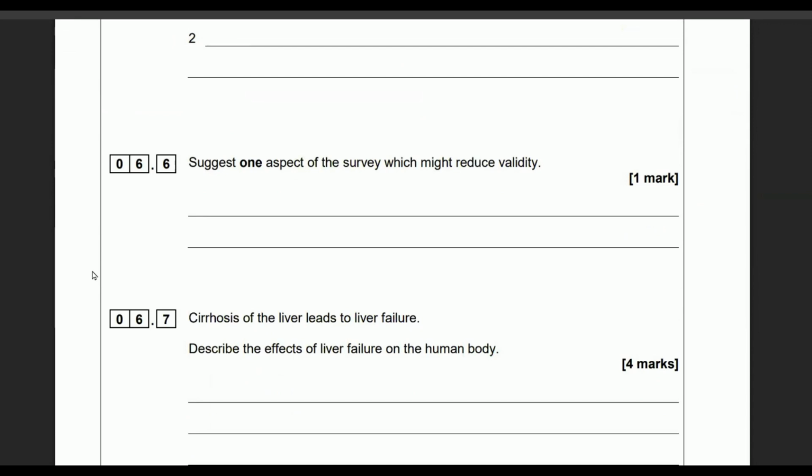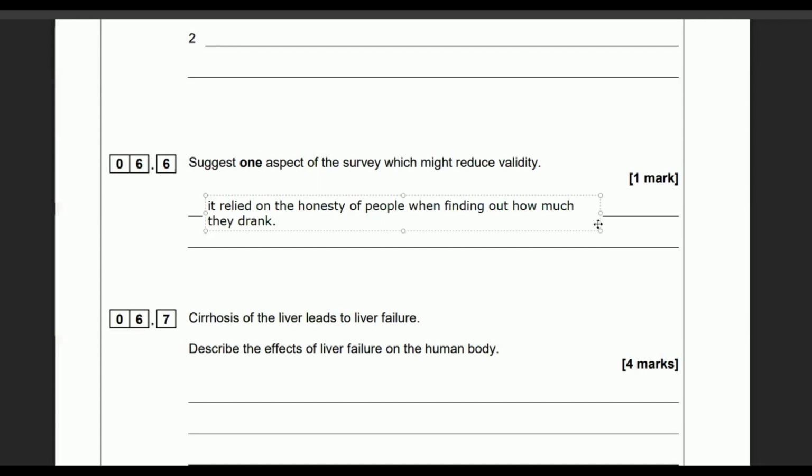So what does that mean? That means something that they didn't necessarily control for that actually might make it less reliable. So people might have lied about how much they drink. So it relied on the honesty of people when finding out how much they drank. For instance, some people might say, "Oh, I only have 2 glasses a week," and yet they're guzzling the old bottle down. So that could interfere because it was survey results. Nobody actually watched them do it.